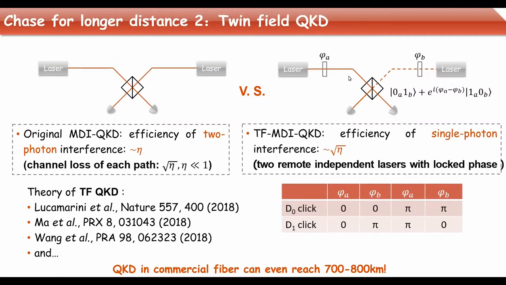But for twin field QKD, it must be phase correlated. It means that for 500 kilometers, you should phase lock the two lasers, and when it goes through some 500 kilometers, you should also phase lock the lasers. This is the main difficulty for this one.